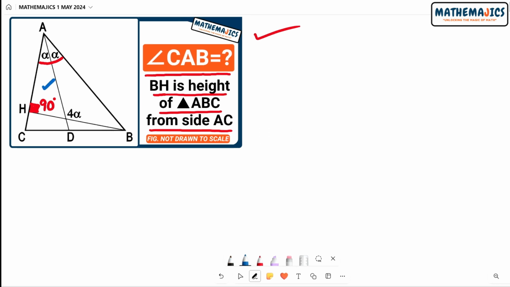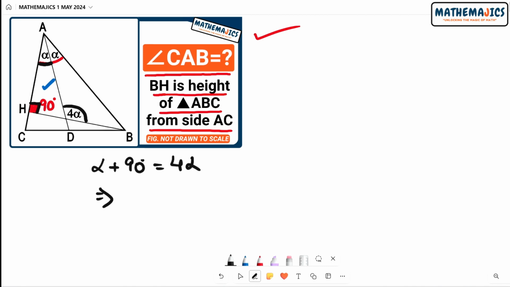So we will start with this right triangle. In this right triangle, if you look carefully, the sum of this angle and 90 degrees will give us this angle. Okay, why? The sum of interior opposite angles in a triangle gives us the exterior angle. Okay, so using this rule, we can write alpha plus 90 gives us 4 alpha.